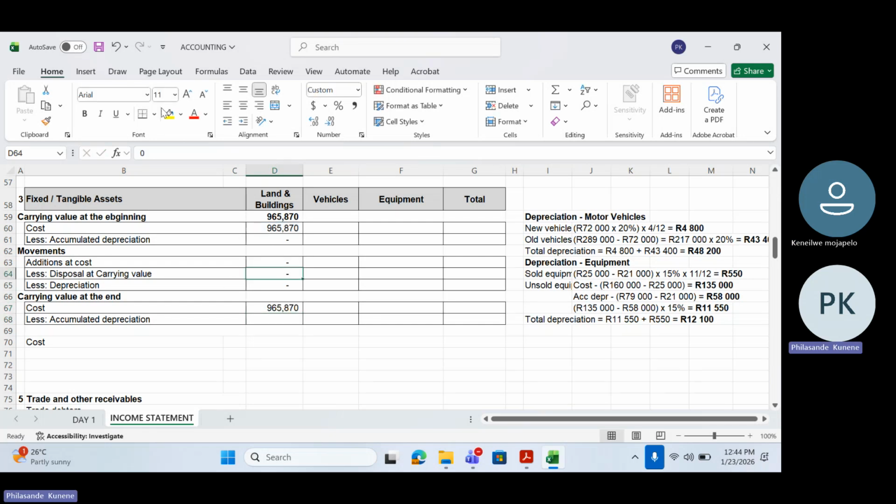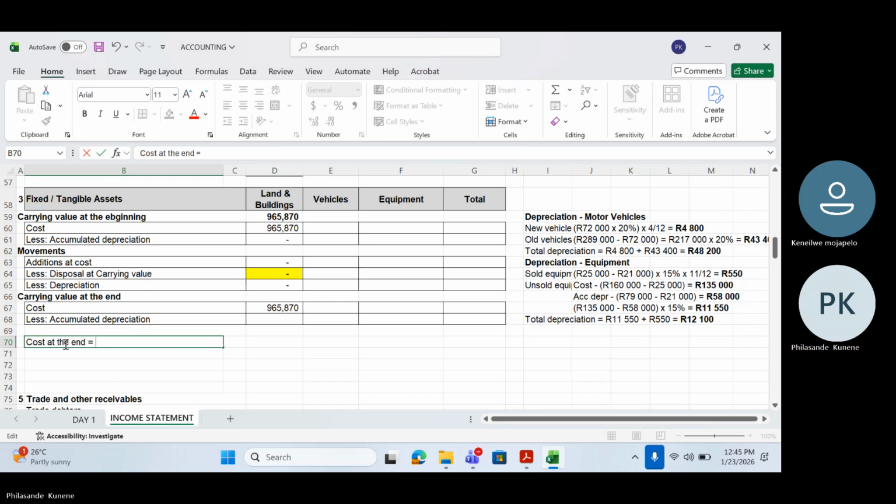You see there is a secret here. Disposal at carrying value. The cost of the asset disposed, you must remove it from this amount. So cost at the end, I want to give you the formula, is equal to how you calculate the cost at the end. It's called cost at the beginning, right? Plus additions at cost, right? Which means you take the cost of the asset that was purchased, and then what else after that?